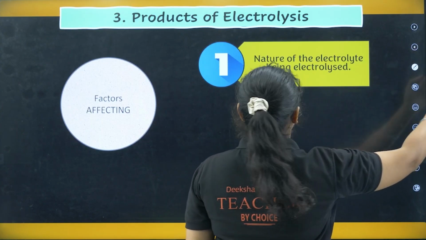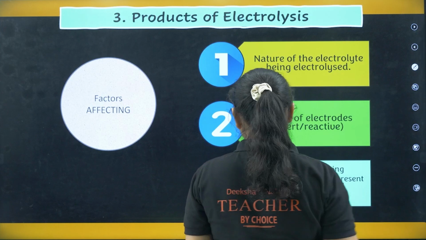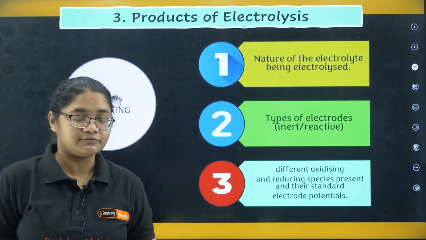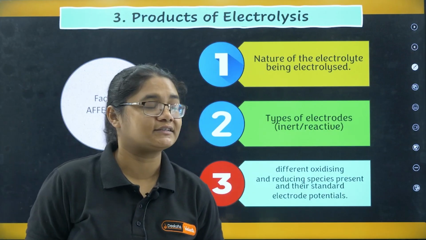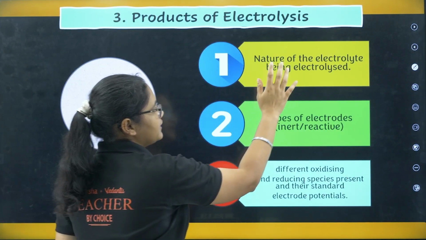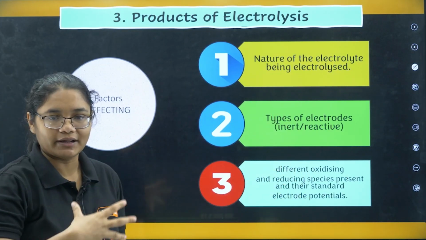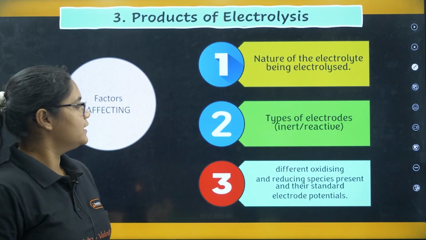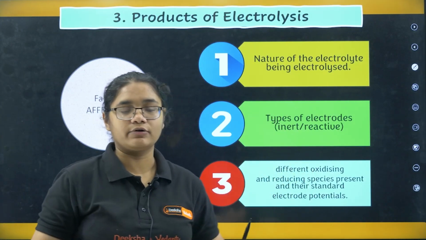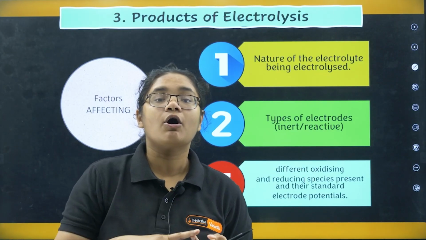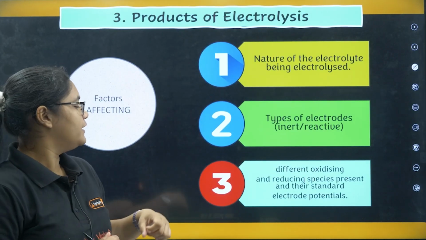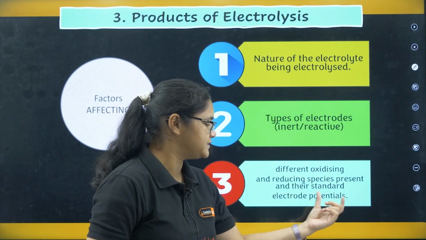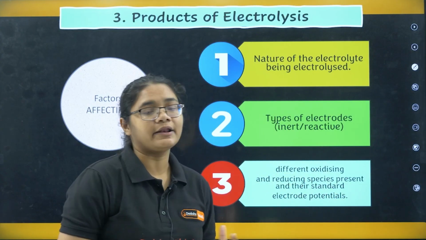So it depends on what factors. We have 3 important factors on which the products of electrolysis depend. Very, very important. You can get a question on this as well. So first, it depends on the nature of the electrolyte being electrolyzed, which electrolyte you are using. Second, it depends on the electrodes, whether it is reactive electrodes or inert electrodes. Next, different oxidizing and reducing species present and their standard electrode potential.